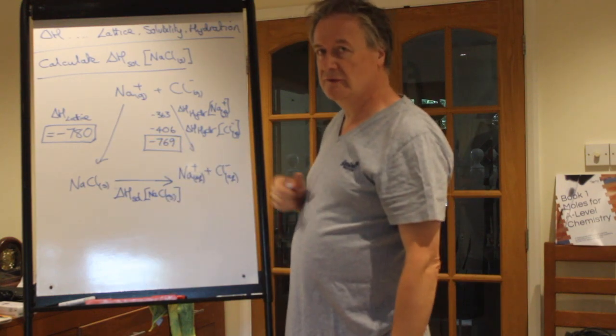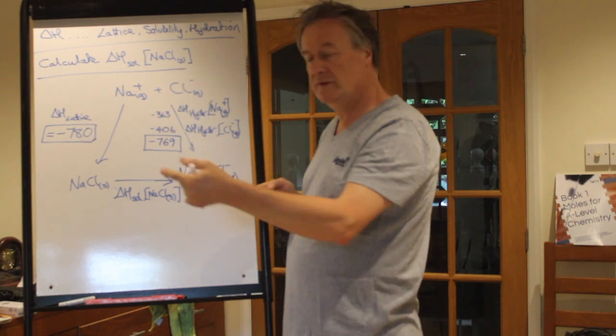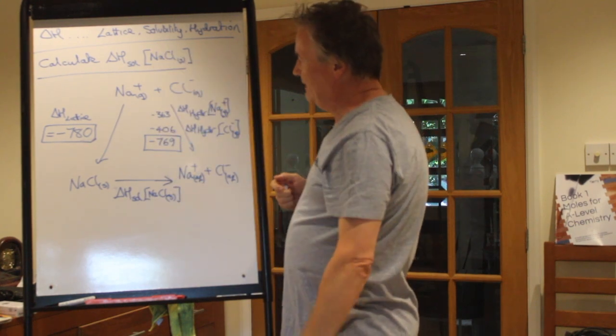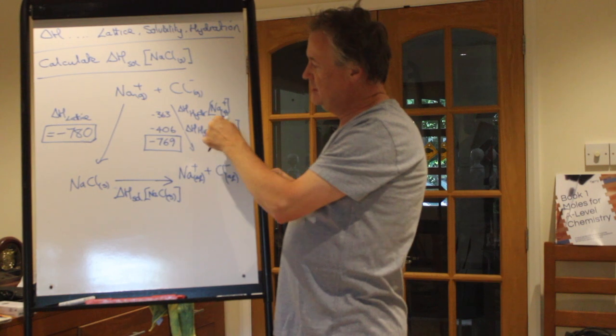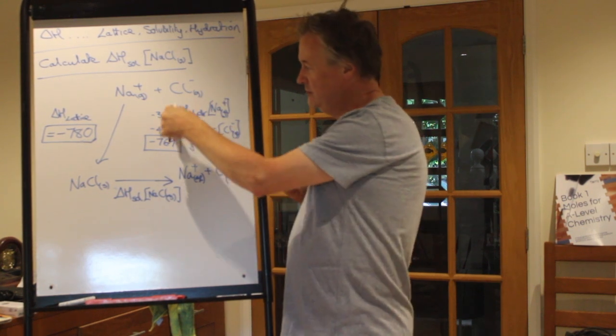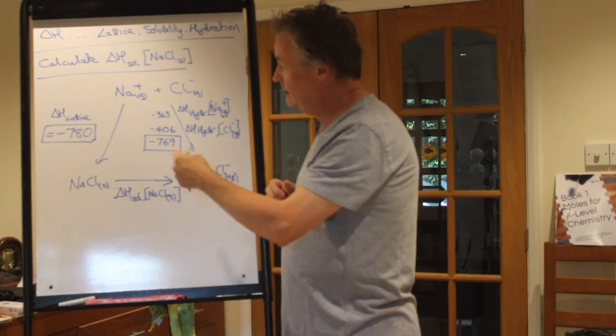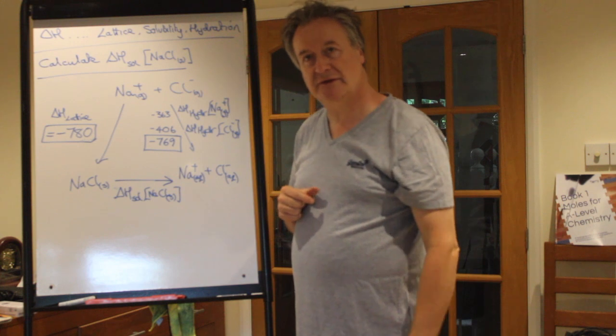That's a negative value because we're coming down from the gaseous ions and putting the lattice together, forming bonds. Coming down the other side is the hydration energy of sodium and the hydration energy of chloride. There's one of each, so you sum just one of each together. And they have those values, and the answer of summing the two together is minus 769.